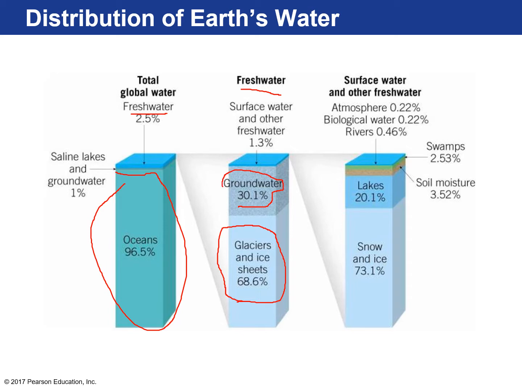All right, that's our next lecture. And then only about 1.3% of that is surface water. If you break down that 1.3% of surface water, most of it, 73%, is snow and ice. 20% is found in lakes, 2.5% in swamps, 3.5% in soil moisture, and this rounds out the rest. Ooh, biological water.